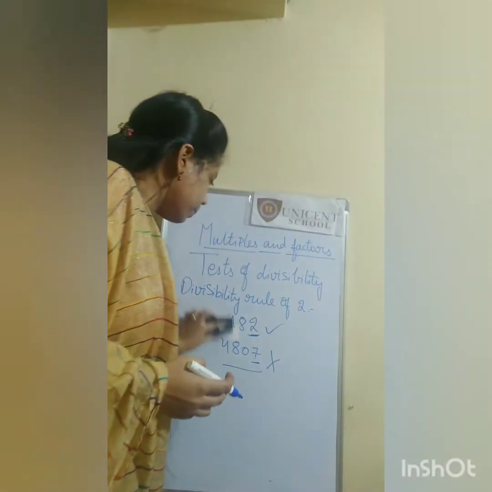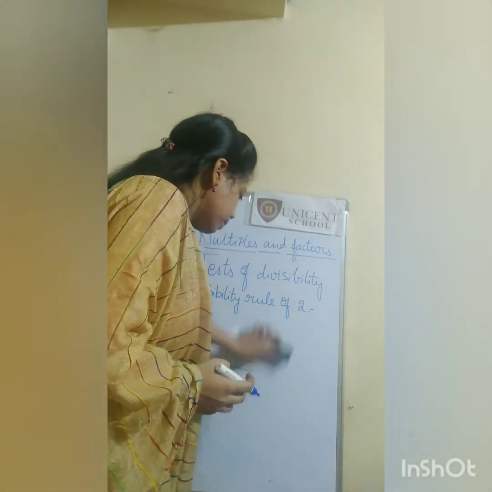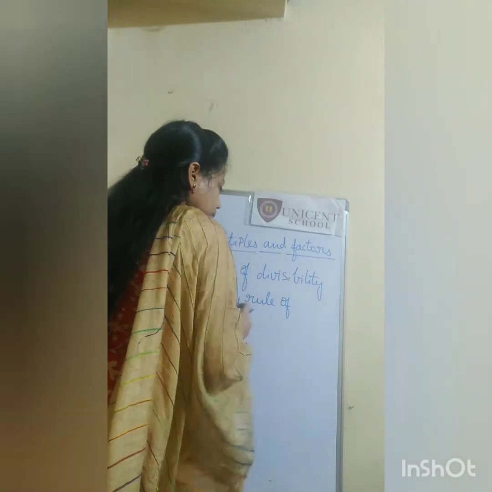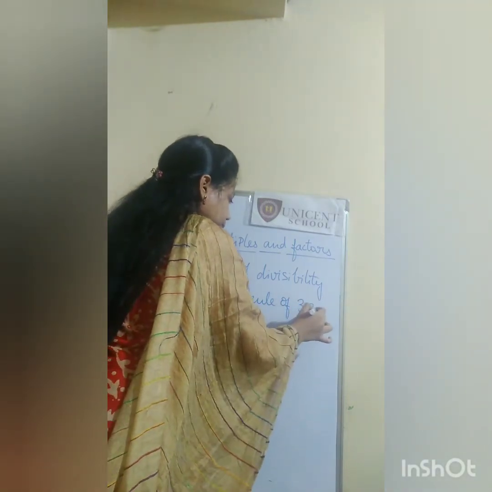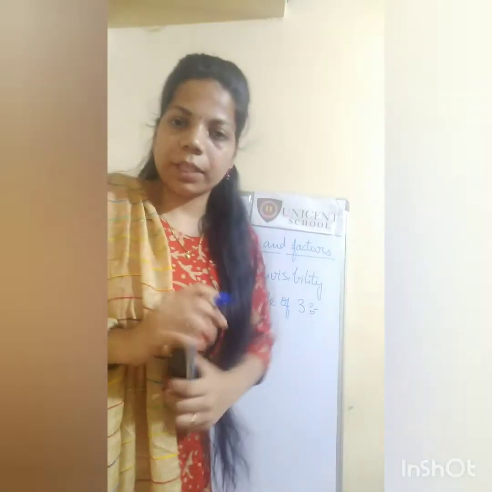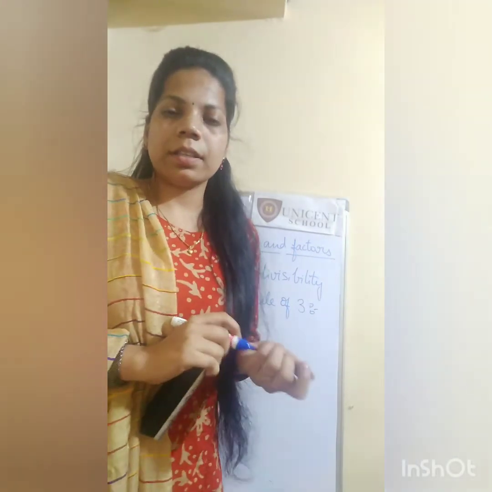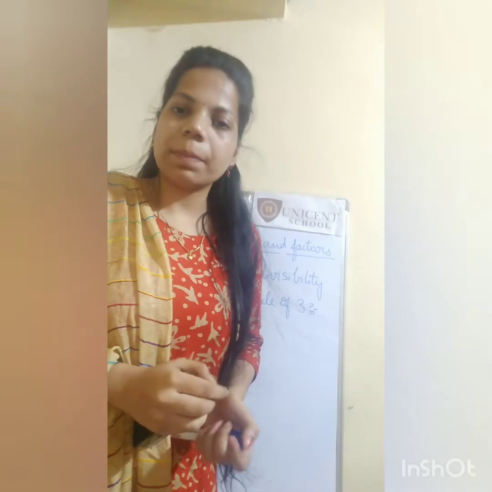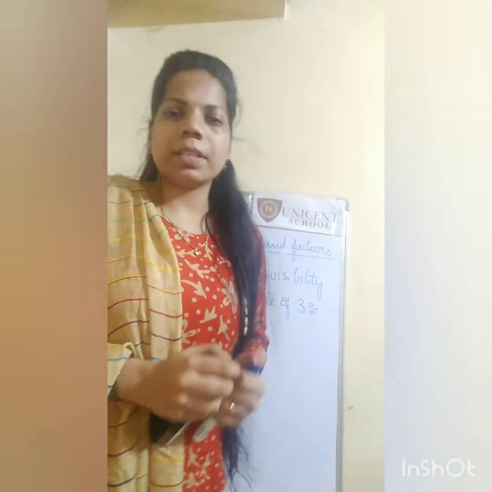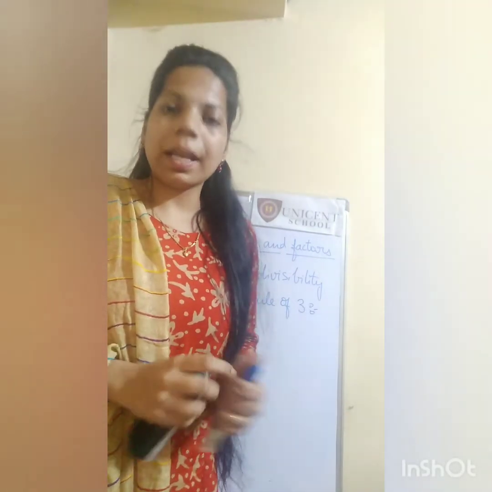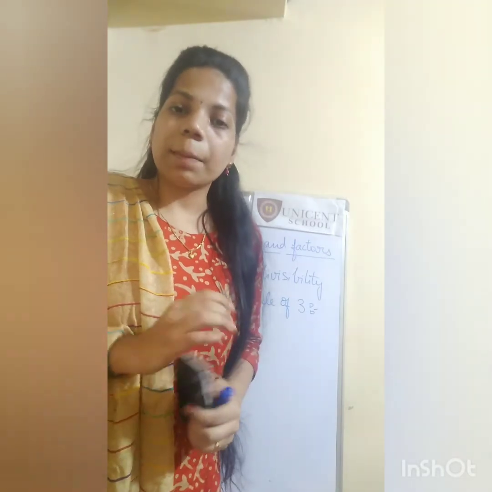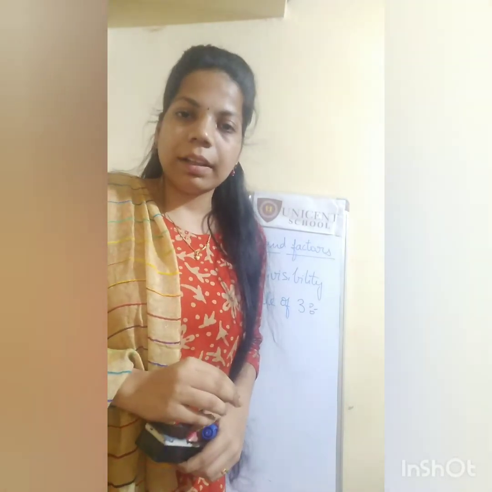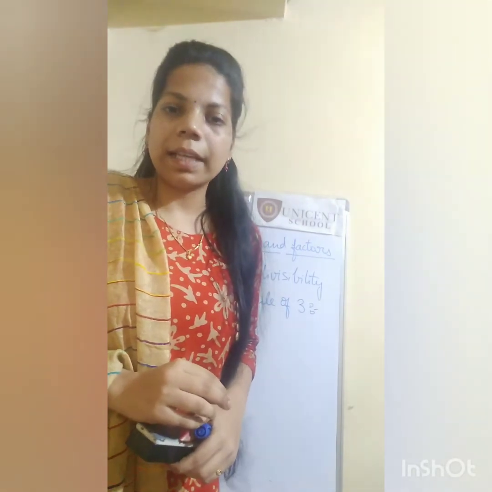Divisibility rule of 3. The rule here is, if the sum of the digits of the given number is divisible by 3, then the given number is divisible by 3. Got it? I repeat. If the sum of the digits of the given number is divisible by 3, then the given number is divisible by 3.